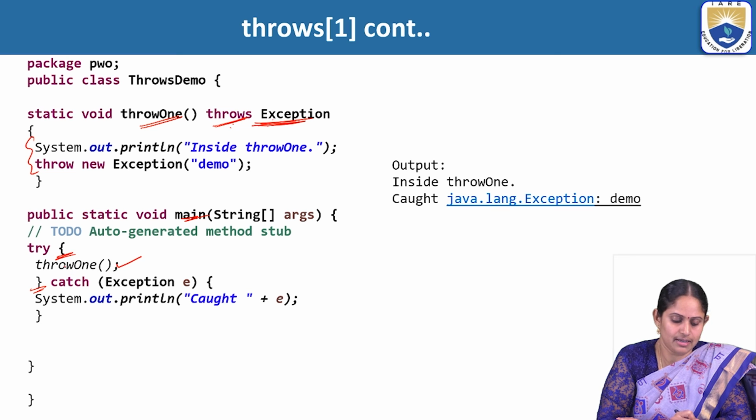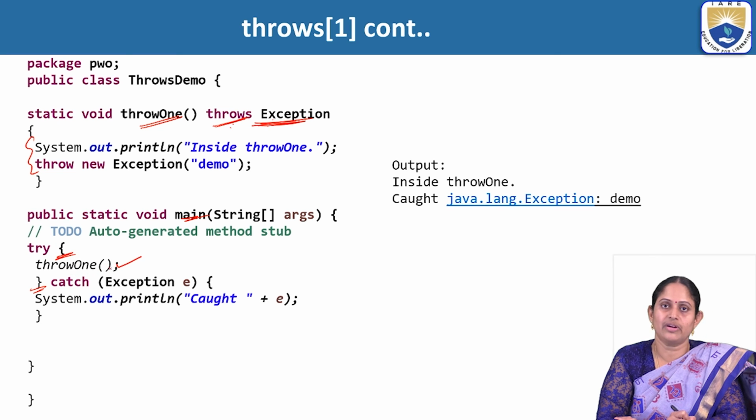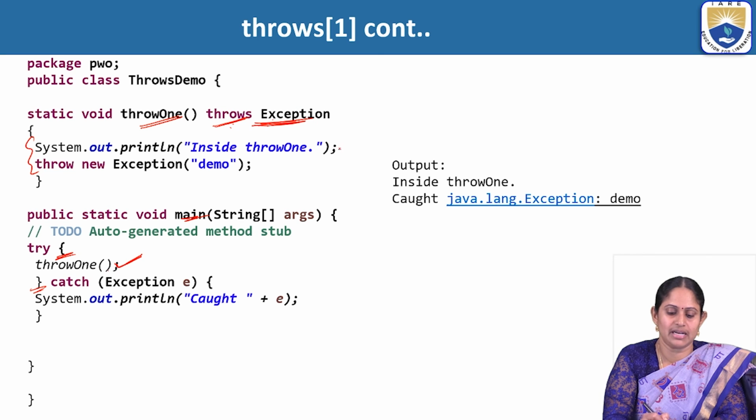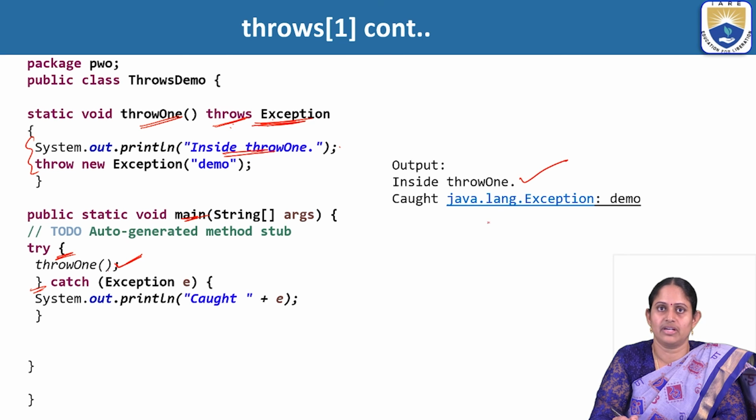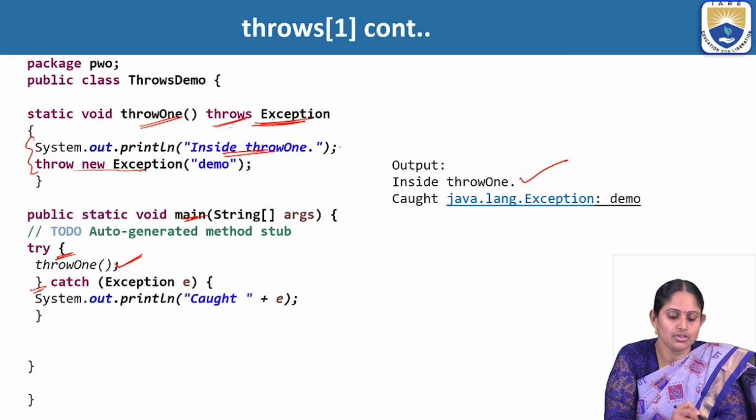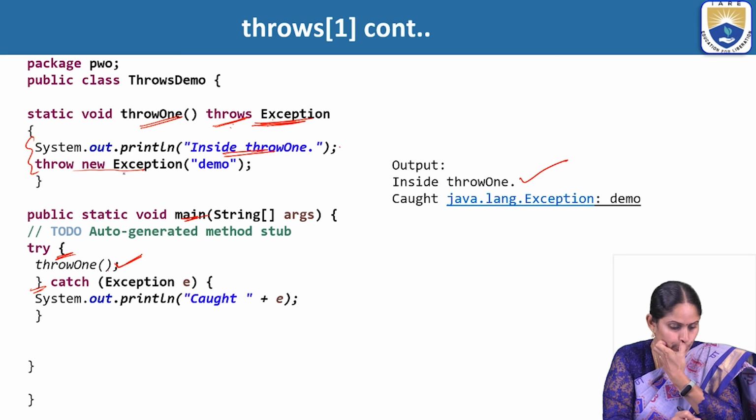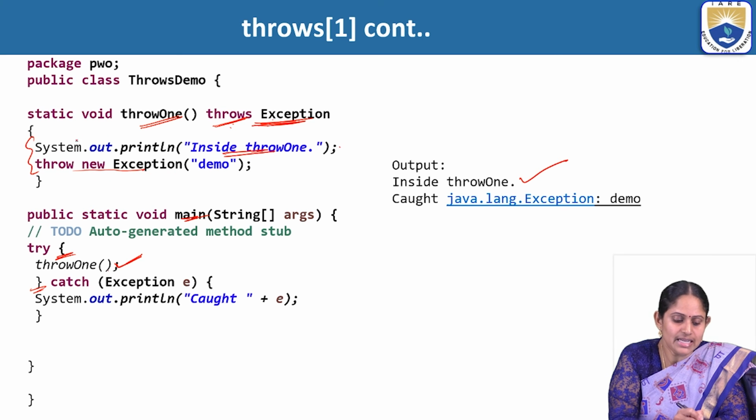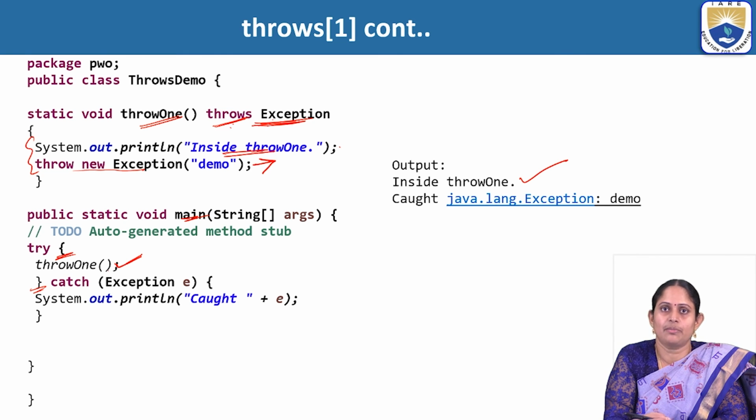We have throw1 being called inside the main. When the method is called inside the main, the control will come here. We get the statement inside throw1 in the output, and then we are throwing the exception, throw new Exception demo. Inside throw1, there is no handling of that. We don't have any try catch block. So whatever exception object is being thrown here, we'll have the message demo.